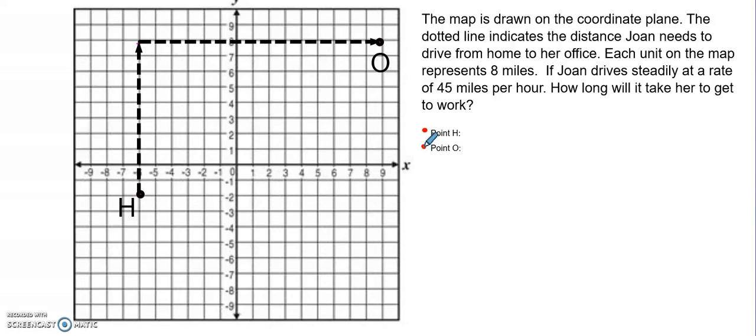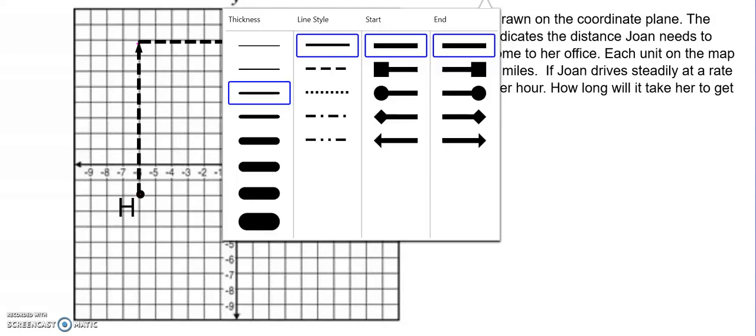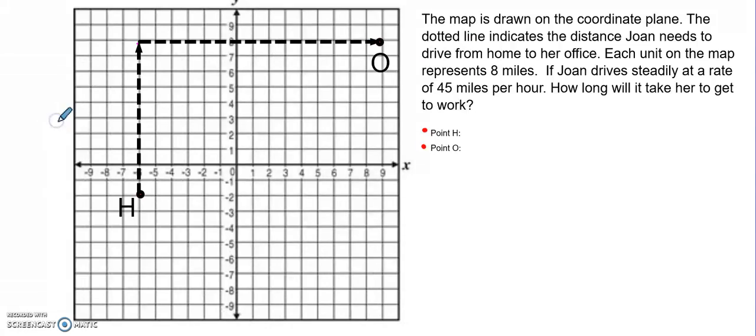So I'm going to move to the left to -6 and then down to the -2. So it's going to be -6, -2. And then I'm going to check it just to make sure I didn't make any mistakes. -6, -2 is point H.